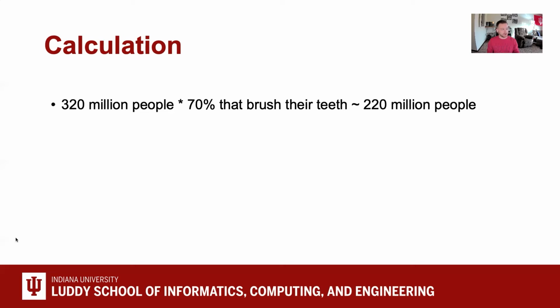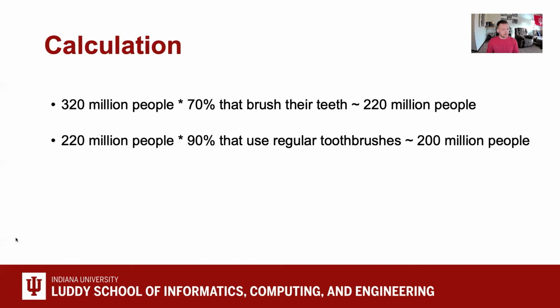So I did 320 times 10%, which is 32. Then I multiplied that times 3, which is 96. So there's about 100 million people that don't brush their teeth, give or take. I just rounded 96 up to 100. So I took 100 million off 320, which got me to 220 million people.